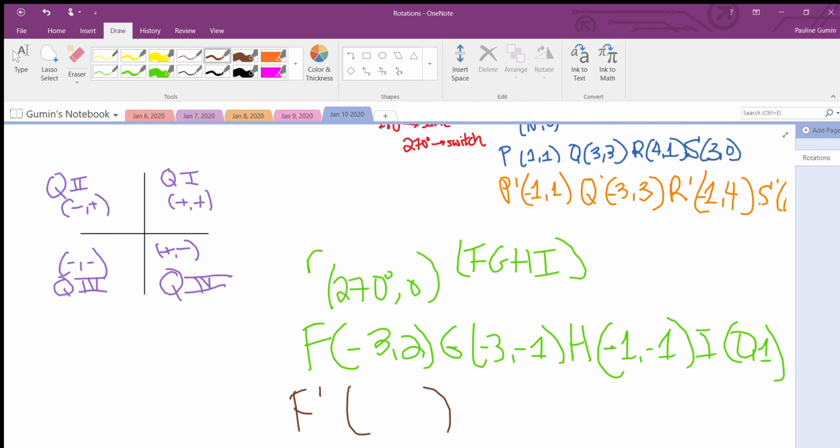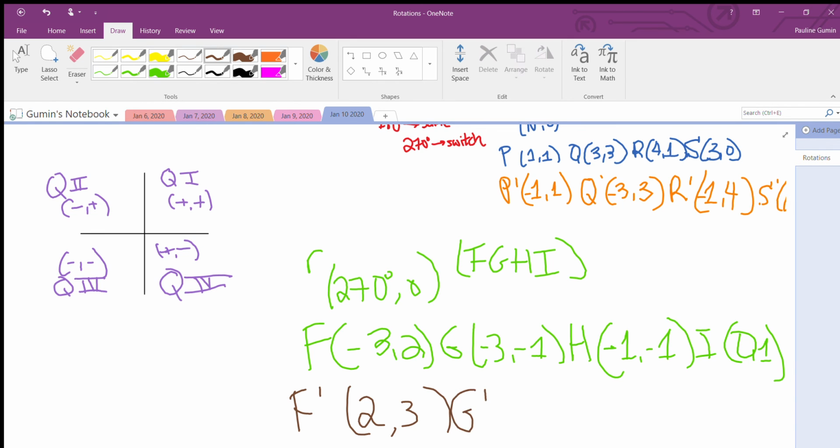When we rotate 270, we need to switch the numbers. So the 2 will go here, the 3 there. Now negative 3, positive 2, is in the second quadrant. So let's move it 3 times. 1, 2, 3. We end up in quadrant 1. They're both positive.